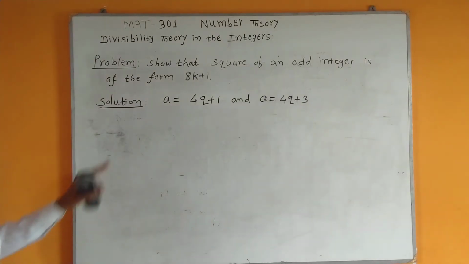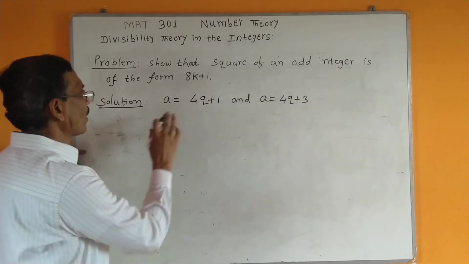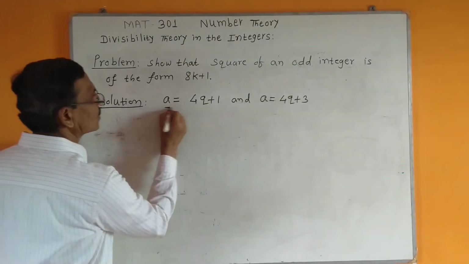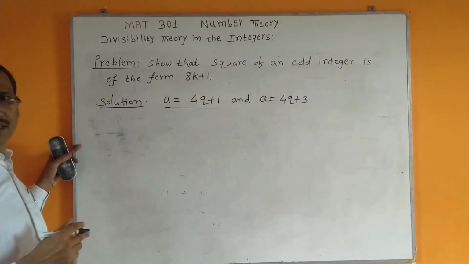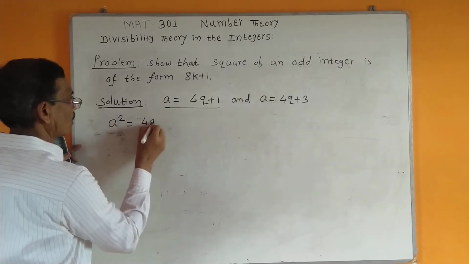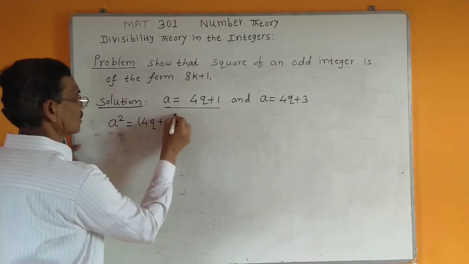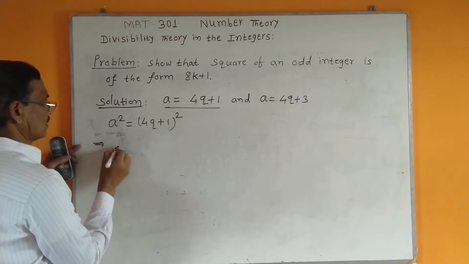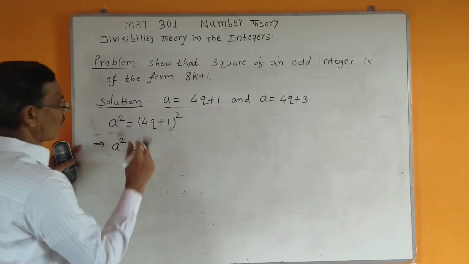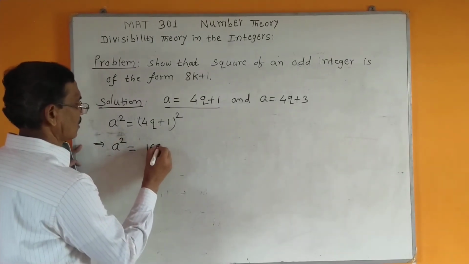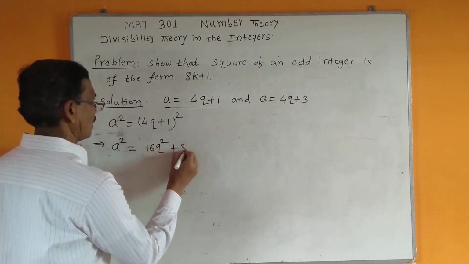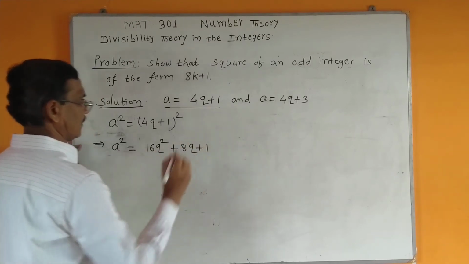Now at first we shall consider a is equal to 4q plus 1. We are to consider the square of an odd integer, means square of a. Squaring both sides, we get a square is equal to 4q plus 1 whole square. This implies a square is equal to, this is of the form a plus b whole square, that is square of first term 16q square plus 8q plus 1.